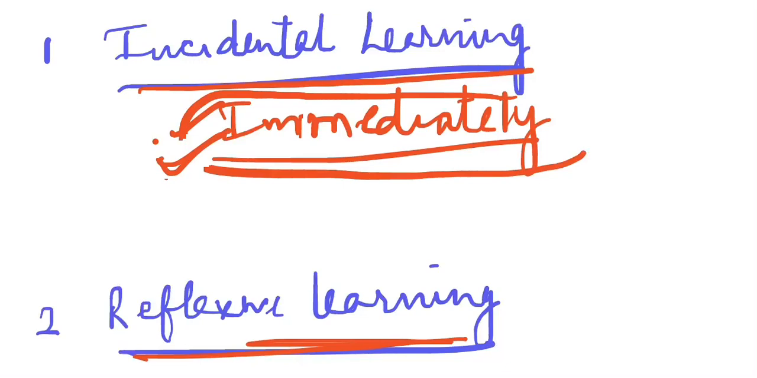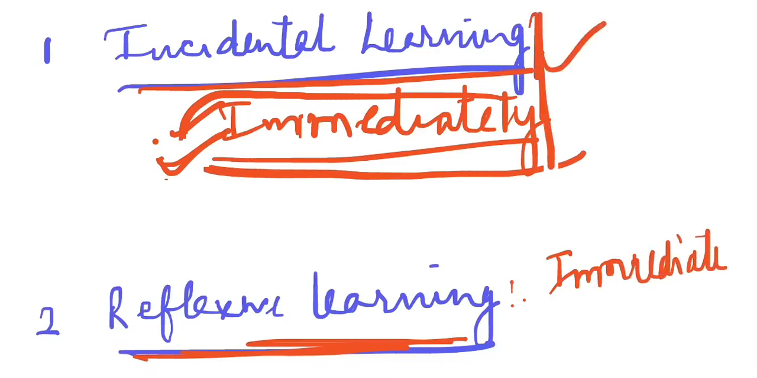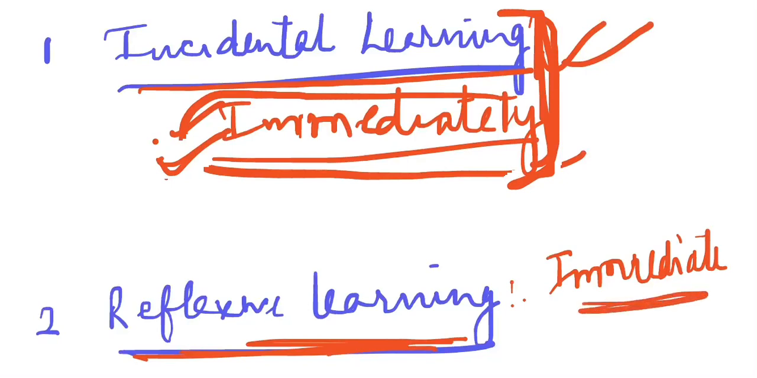And reflexive learning is the learning which is associated with immediate behavior change. In incidental learning, the behavior change won't be apparent immediately, but in the case of reflexive learning it will be immediately apparent. Okay.